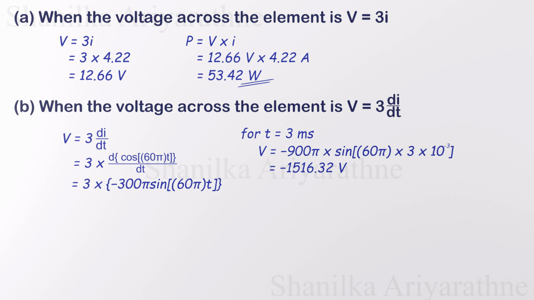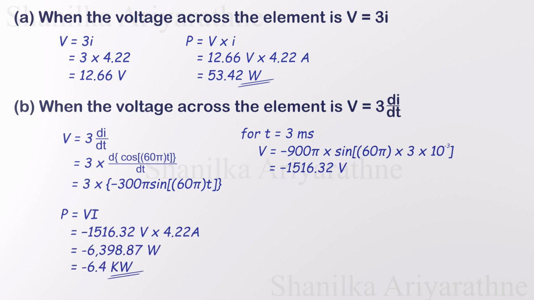We already know both the voltage and the current at t equals 3 milliseconds, so we just use the same formula, P equals V times I. Plugging in the values we get, P equals negative 6.396 kilowatts. That negative sign is important. It tells us that, at this moment, the element isn't consuming power, it's giving it back. Just like a compressed spring snapping back, the inductor releases energy into the circuit when the current starts to fall.